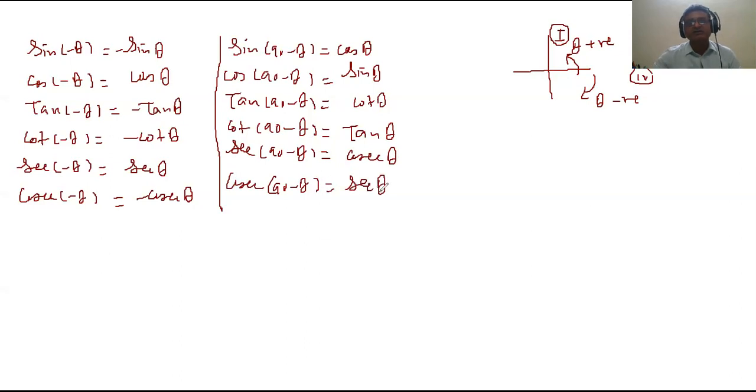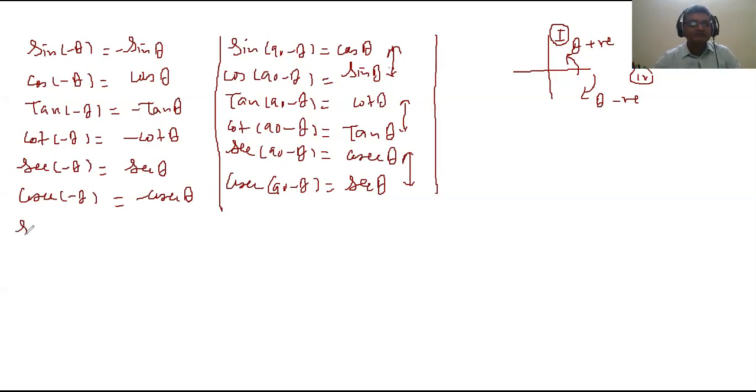So what we can see here is that sine becomes cos and cos becomes sine. They are changing alternately. When it is tan, it becomes cot, and when it is cot, it becomes tan. So they are interchanging their positions. In the case of sec, it becomes cosec, and in the case of cosec, it becomes sec theta. These things we have to remember.